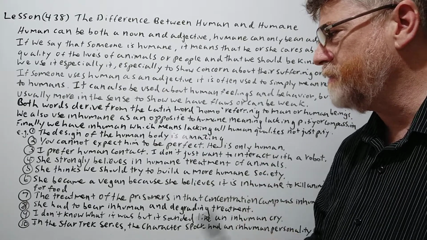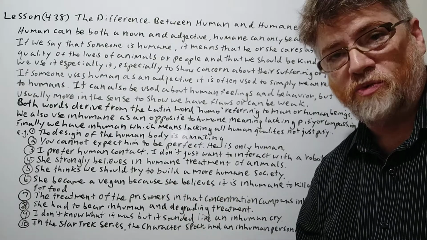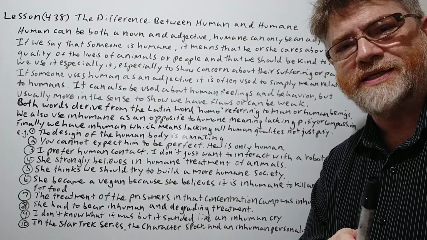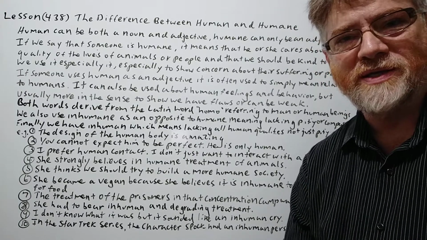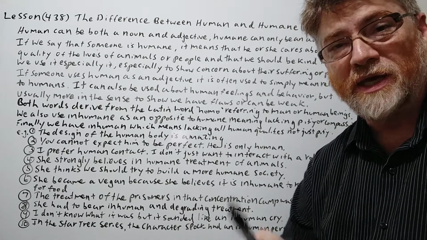Let's look at number 2 here. You cannot expect him to be perfect. He is only human. This is another way that, like I said before, we often use human in the sense that we have flaws. We're not perfect. We have limits, as being human.